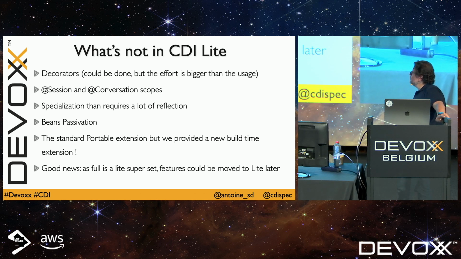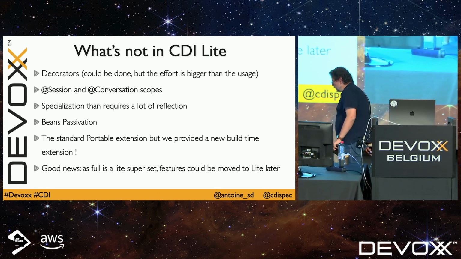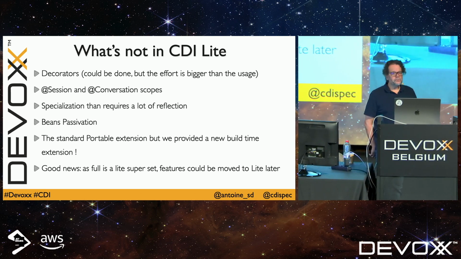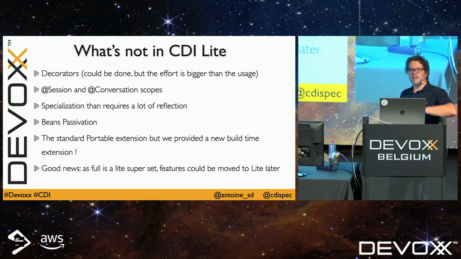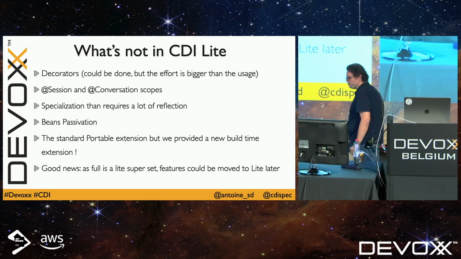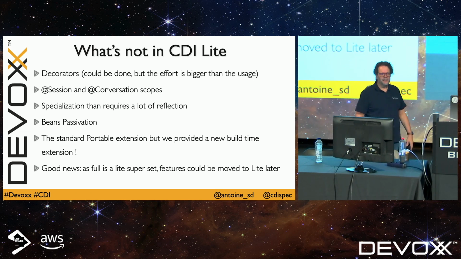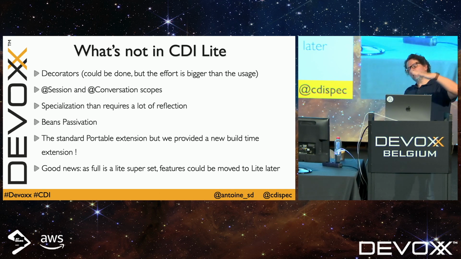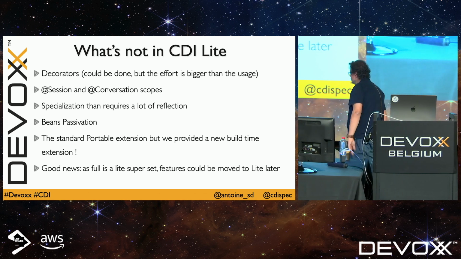Some of the more stateful scopes are not in CDI Lite, so you don't have the session or the conversation scopes in Lite, and I think they will never be there. You don't have specialization. Specialization implementation requires a lot of reflection. And as you know, the AOT virtual machines are not very fond of reflection. In fact, they don't support reflection. Bean passivation: you have a lot of features in CDI talking about passivation of beans, so serializing your bean on disk and stuff like that. So it's not in Lite.